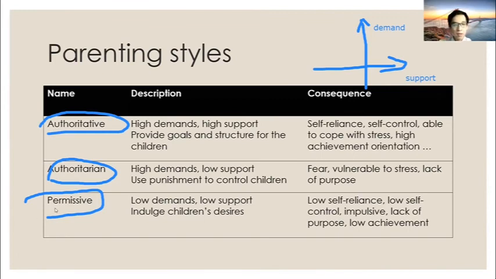And the next one is permissive parenting style. It's characterized by low demand, but low support. Oh yeah, so it's different from other two parenting styles. Low demand, low support. They do not give support. They do not provide the help, support, structure, goals to the children. But at the same time, they do not have high expectations on children as well.